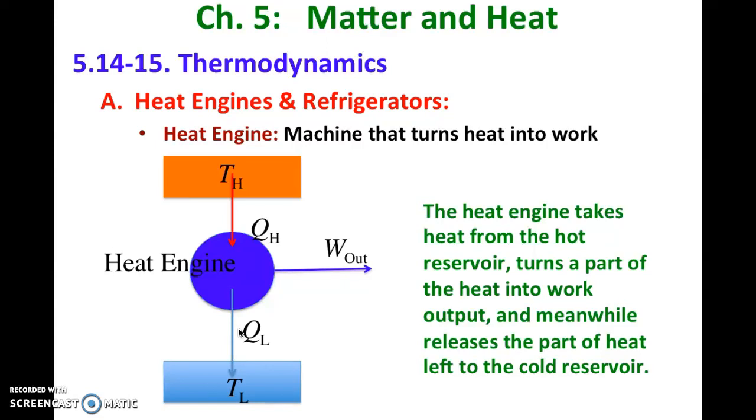Heat can be used to do work. Heat engine is a type of machine that can turn heat into work. It operates by taking heat from the hot reservoir, turning a part of the heat into work output, and in the meantime, releasing the part of heat left to the cold reservoir.